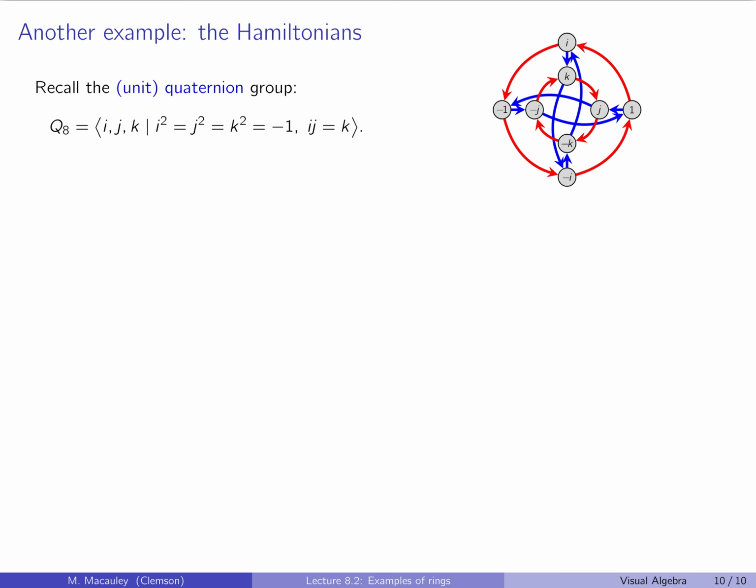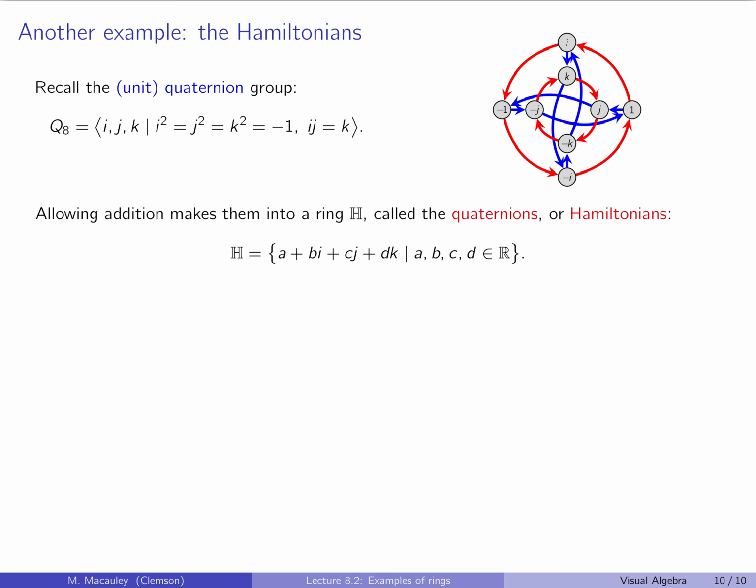I want to finish with what should be a familiar example. We've seen it throughout this course a few times, as early as chapter 2, and that is the Hamiltonians. Now, I don't expect everyone to have seen all the videos, so it's possible you've missed it. So I'll give a very quick recap. The unit quaternion group consists of i, j, k, 1, and its negatives. Here is the Cayley graph. So i times j is k, and j times i is -k.